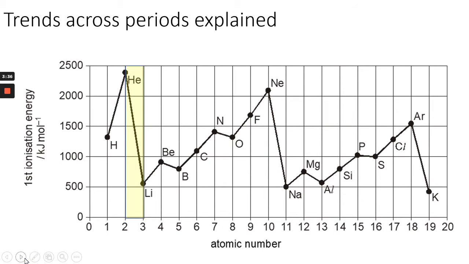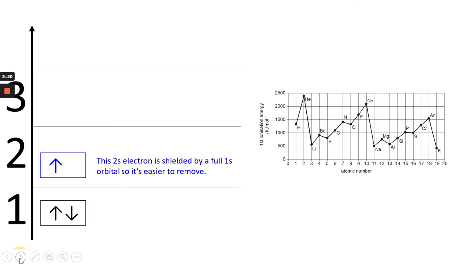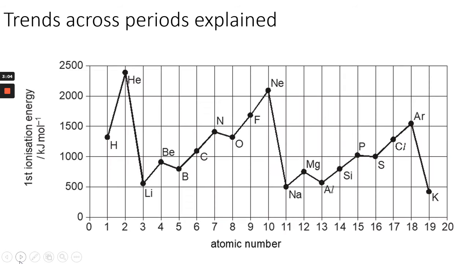So firstly, helium going down to lithium. If we compare the two electronic configurations, you can see lithium's got an s1 electron in the 2s orbital, and that's shielded by the presence of the full 1s orbital in the first shell. So let's have a look at that in another way. This is our 2s1, and this is our full orbital underneath it, in shell number 1, and that's shielding the 2s electron from the effects of the nuclear charge. So therefore it's easier to remove that electron.